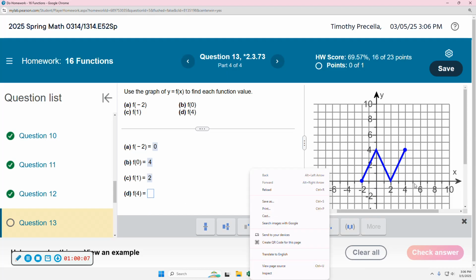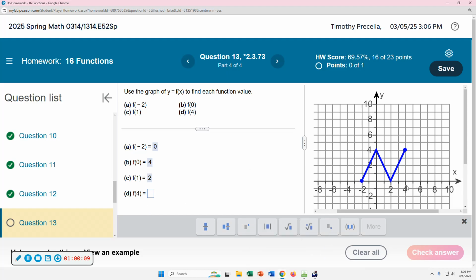F of 4. Students, tell me. Four. Okay, when x is 4, the y value is 4. I agree.